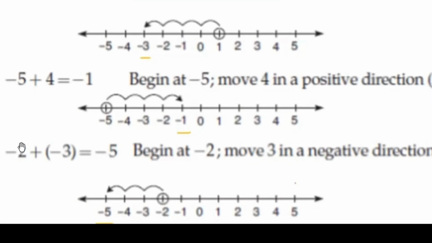Here, we're being told to add -2 to -3. So -2 plus -3 should give you -5.